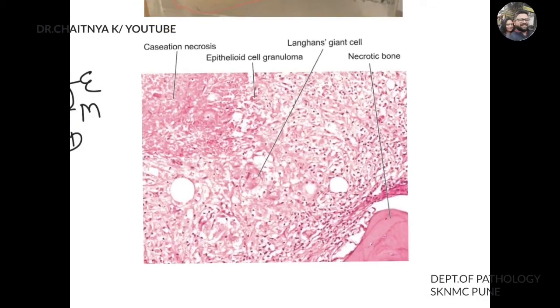In the microscopy, as we all know, tuberculosis has caseous necrosis, and there are epithelioid cells, which are slipper-shaped. Then Langhans type giant cells can be seen, which are multinucleated, along with necrotic bone. These are the features of tubercular osteomyelitis under the microscope.